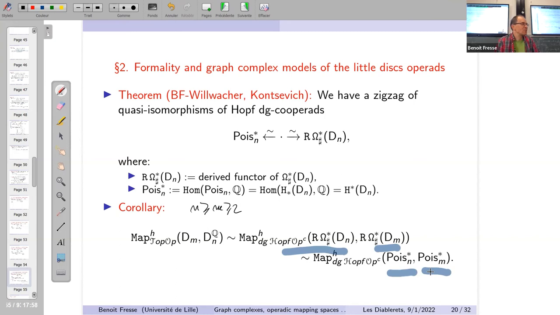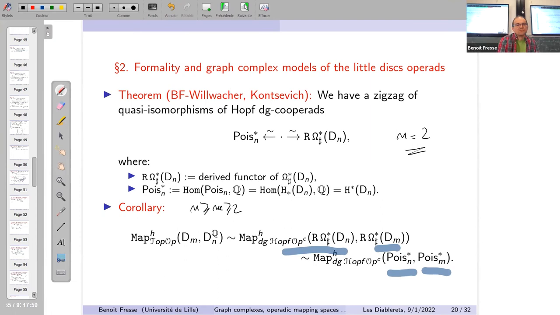In the theorem, for n equals 2, the quasi-isomorphism is given by the existence of associators, actually. By which associator? Drinfeld's associators. Yeah. Okay.